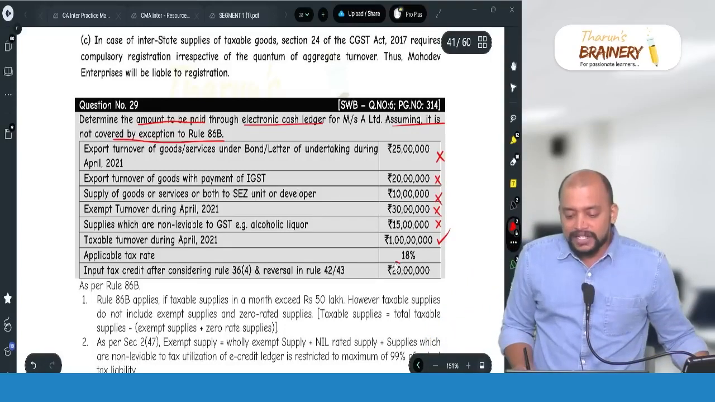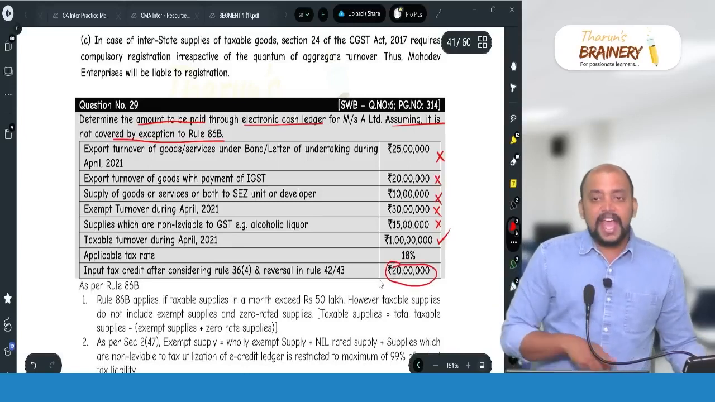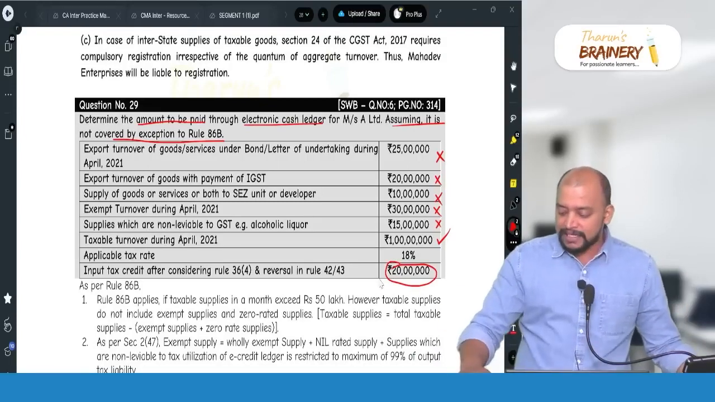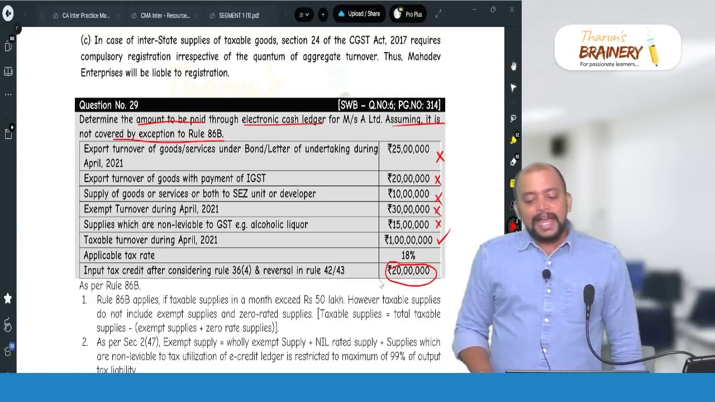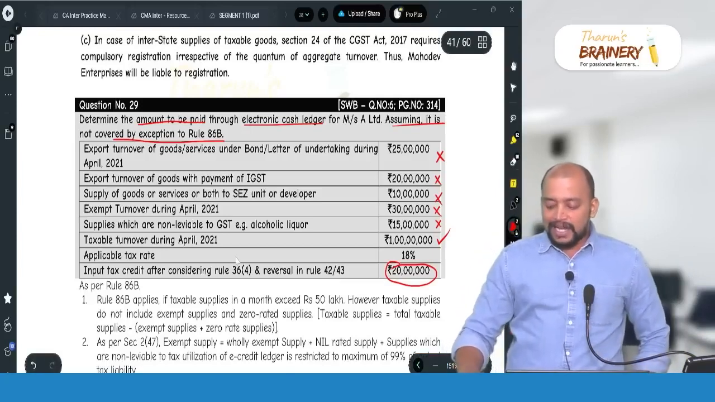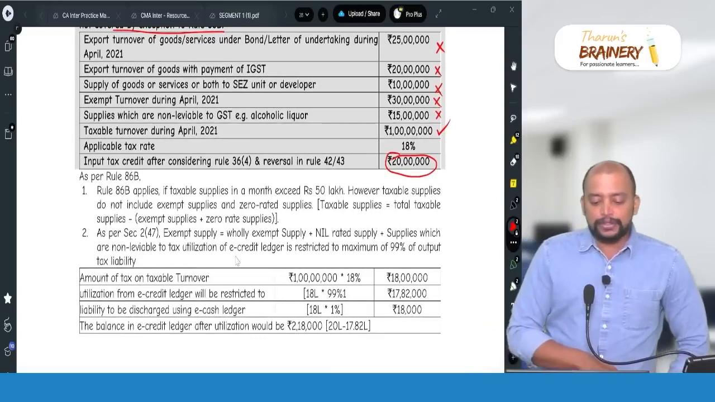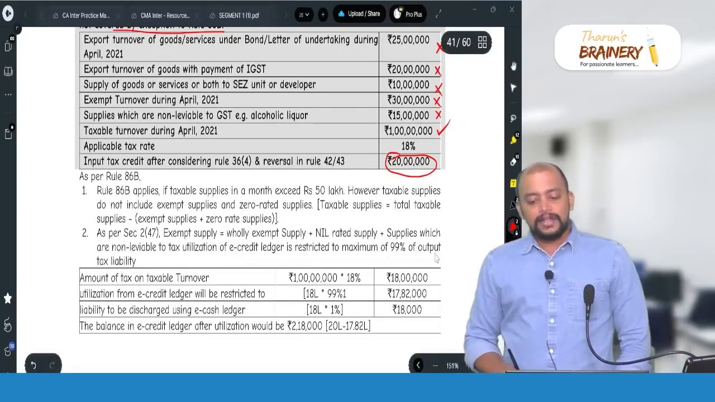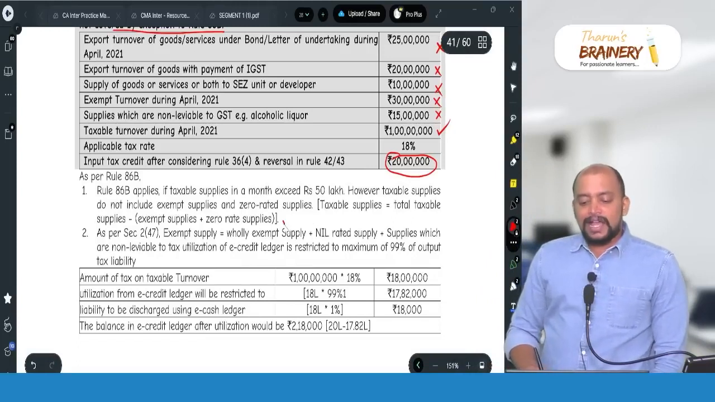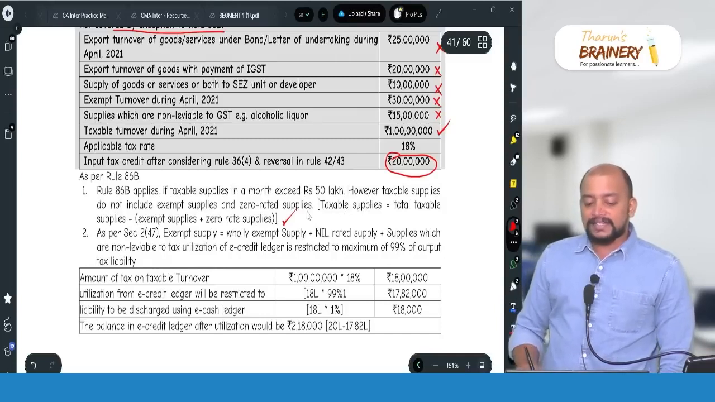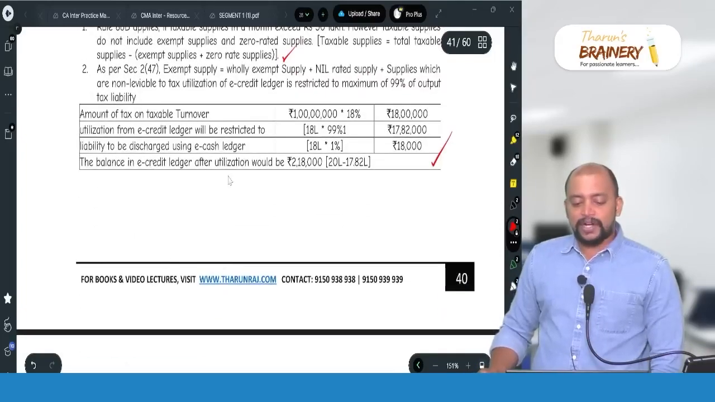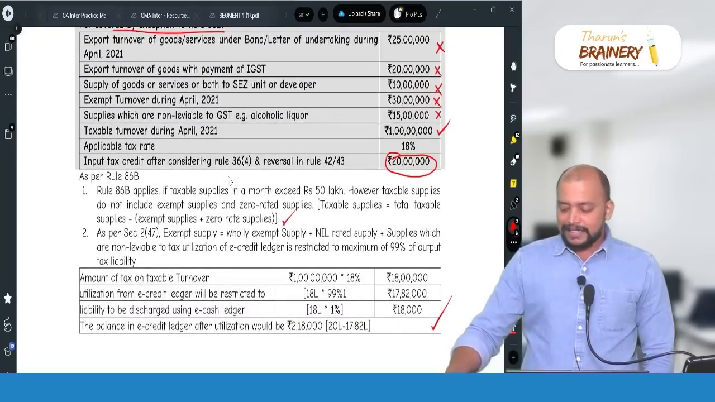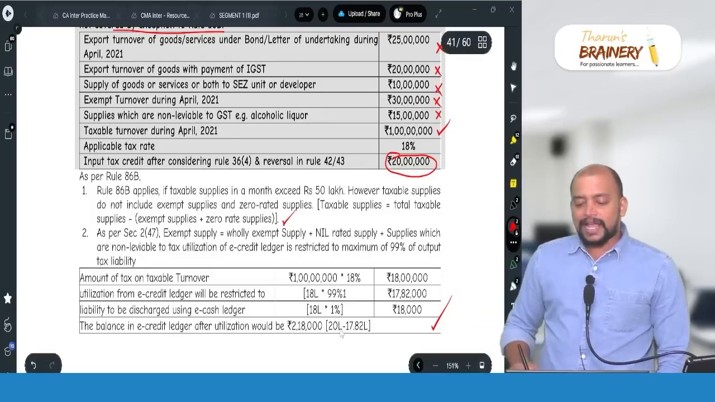Even though we have ITC of 20 lakhs, we have to pay 1% through cash ledger, which means 18 lakhs into 1%, 18,000 we will pay through cash ledger, and the remaining 17,82,000 we will pay through credit ledger. Is it clear? First we need to determine the turnover, and while determining turnover, what all should be taken? As it exceeds 50 lakhs in a month, 86B will be applicable, and then we need to compute the amount that is payable, and what is still the balance in credit ledger. The balance in credit ledger is 2,18,000.